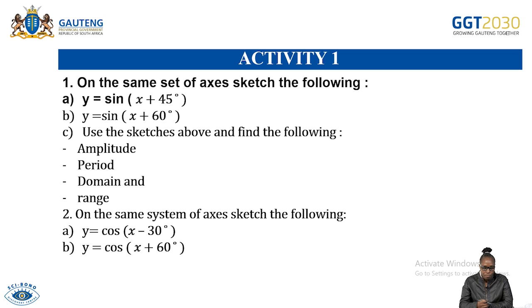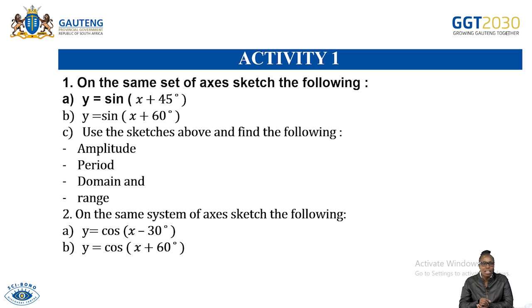Let's look at the activity now. We have the activity on the same set of axes. Sketch the following. Y equal to sine x plus 45. Remember, I said to you, you must firstly know your parent graph in order for you to know whether the graph has been shifted or not. So you can see I am talking about y equal to sine x plus 45. And for B, it's y equal to sine x plus 60. Your graph at A will be shifting 45 units to the left, and the second one will be shifting 60 units or 60 degrees to the left.